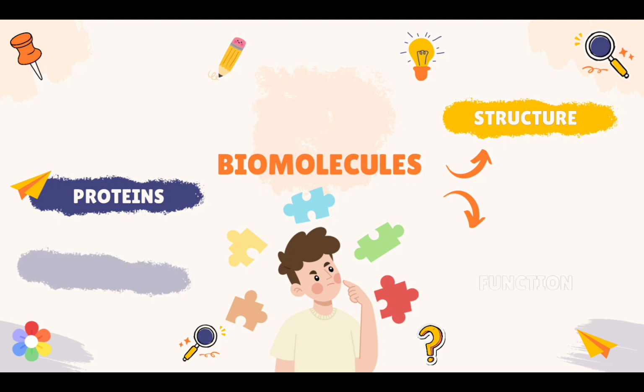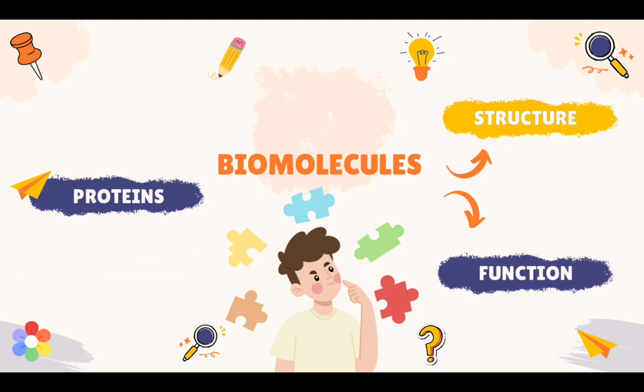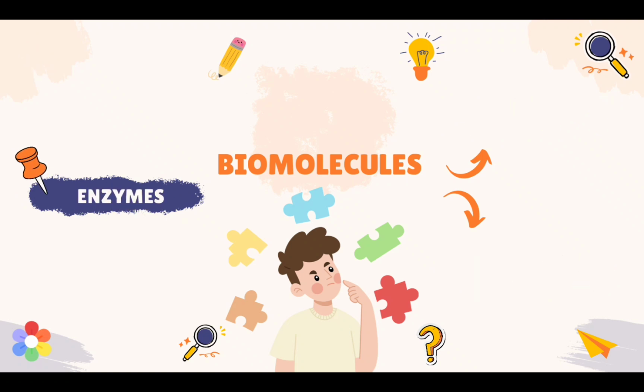Example: hemoglobin. Function of proteins: enzymes, biocatalyst. Amylase, pepsin. Structural protein: keratin in hair, collagen in skin and bone. Transport proteins: hemoglobin, oxygen transport, GLUT4, glucose transport. Hormonal protein: insulin, growth hormone. Antibodies, immune defense.